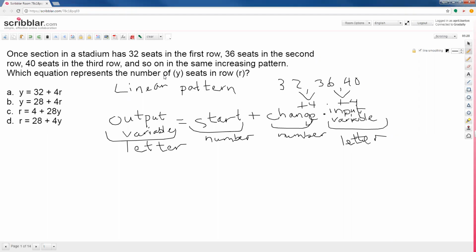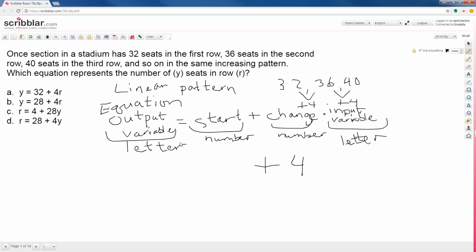We did just have someone join, so just to catch them up: we're doing an algebra problem right now, specifically looking for a linear pattern. And in general, this is the linear pattern equation in very general terms. We've got to fill in the letters and the numbers. We found the amount of change is 4.